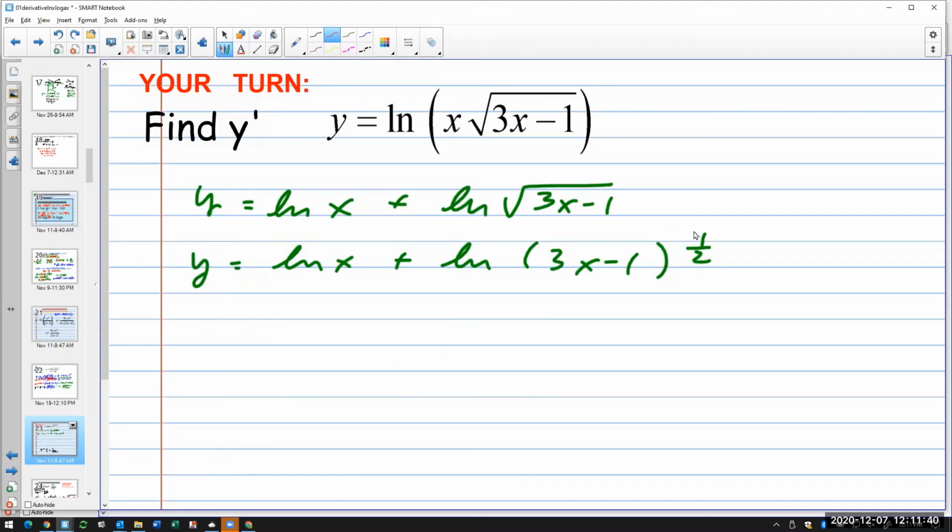Did anybody get the 1/2 up there? What can you do with that 1/2? Okay, move it to the front. Not the very, very front. Just in front of that log that the 1/2 belongs to.